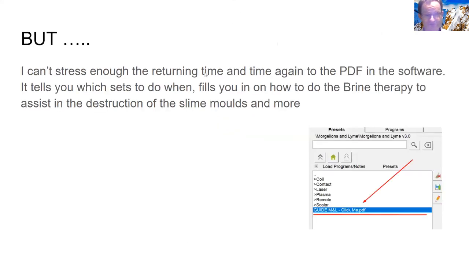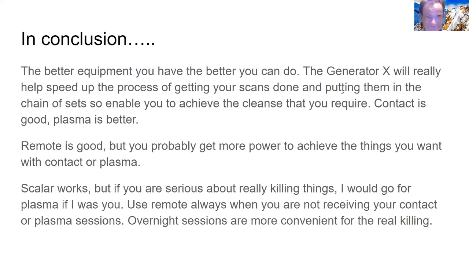I can't stress enough returning time and time again to the PDF in the software, which you can see in my illustration there, says Morgellons Lyme version 3.0. And I've underlined where it is. It says Guide, MNL, Click Me, PDF. That's essentially what will provide you with the information. It will fill you in on how to do the brine therapy and to assist in the destruction of some of the slime molds, and a few more little tips, which will help to make your progress through the MNL more powerful.